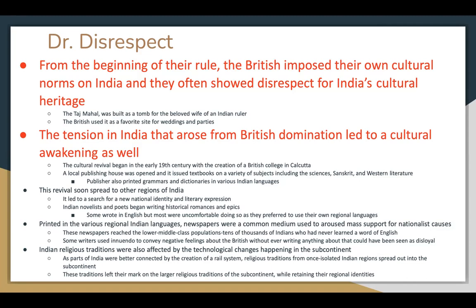Parts of Indian religious traditions were also affected by the technological changes happening in the subcontinent. As parts of India were being better connected to the rail system, religious traditions from once isolated regions spread out into the subcontinent. These traditions left a mark on larger religious traditions while retaining their regional identities.